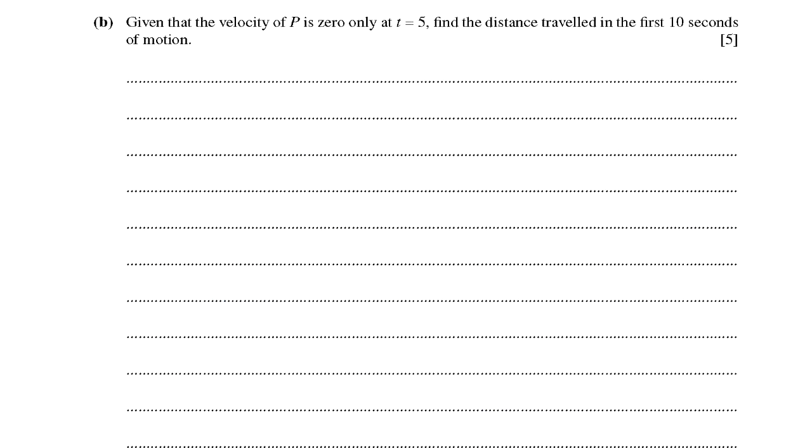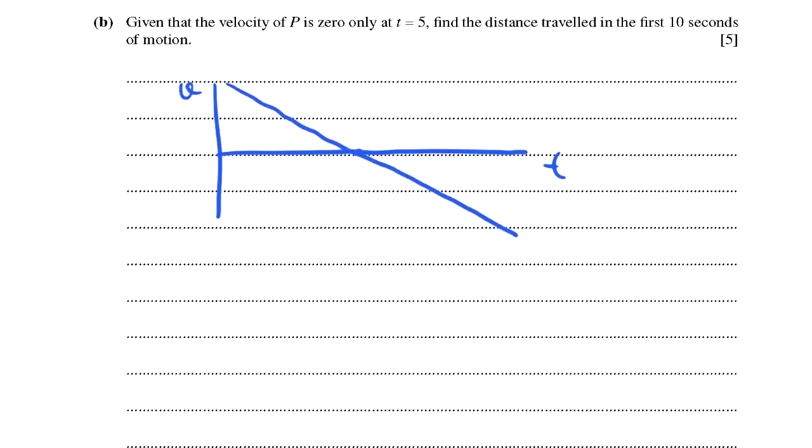Part B: given that the velocity of P is 0 only at t equals 5, find the distance traveled in the first 10 seconds. All right, it's kind of important that we understand this: when time is 5, the velocity is 0. So the velocity-time graph is going to be 0 at that point, which means kind of the only way we can do that is if part of the graph is above and part is below. It's not really the only way that we could do that. You could have a turning point there, but that would be a special case. Well, we're trying to find the distance traveled, right?